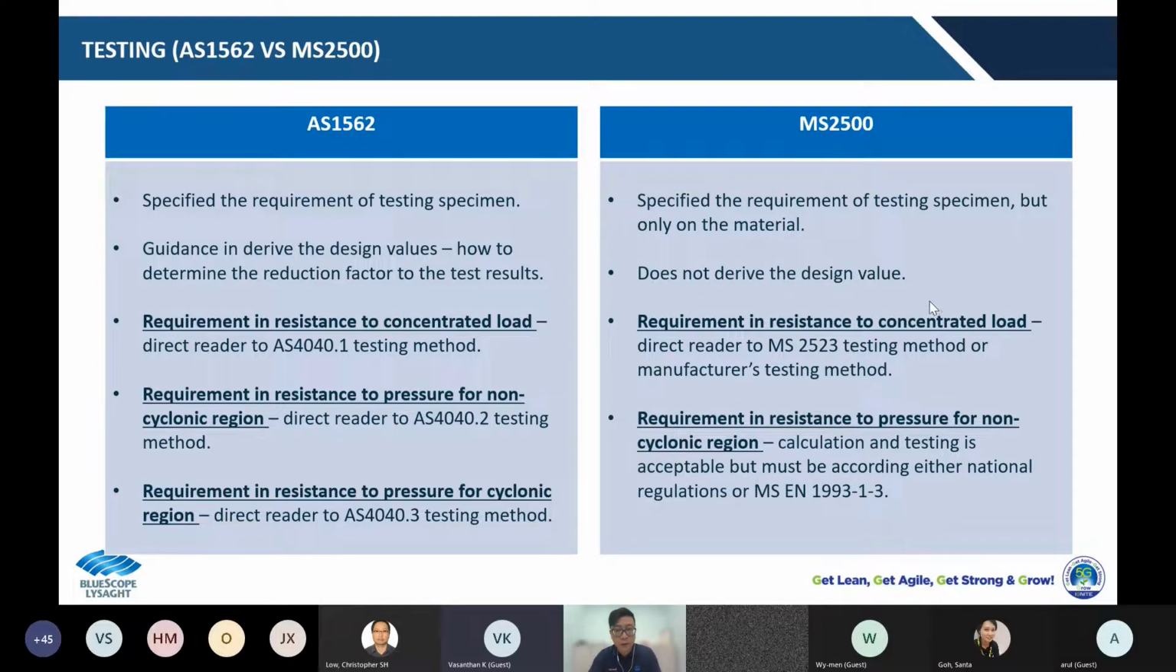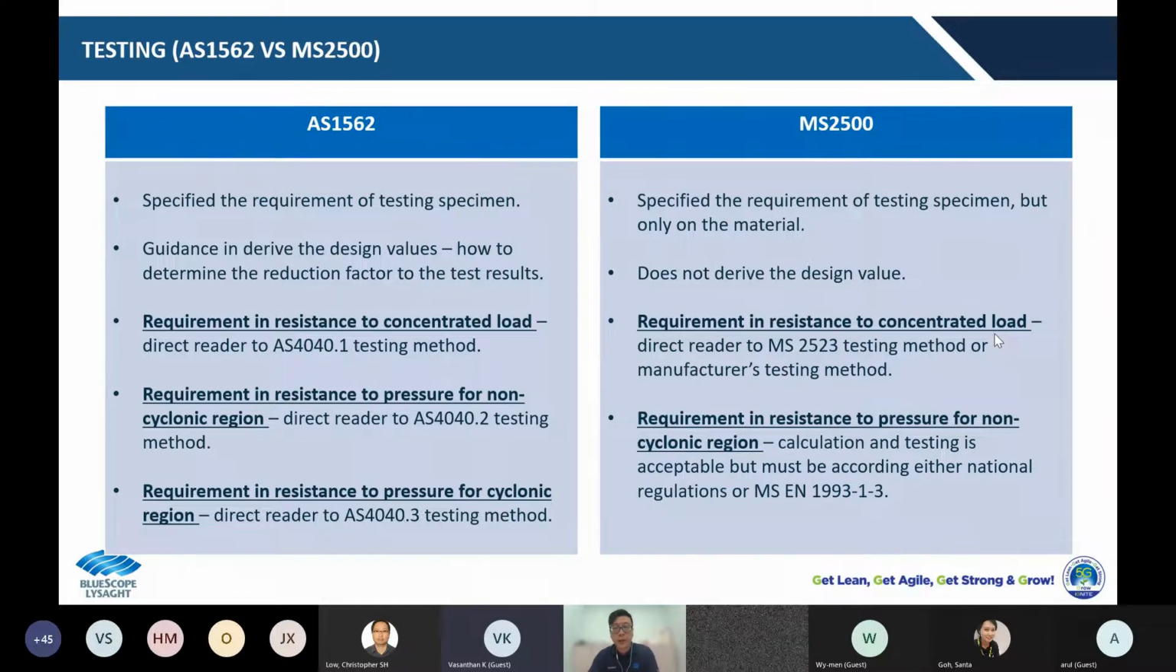Okay, now we take a look at the similarity. The common ground of both standards is that they require the manufacturer to prove the steel cladding performance in concentrated load and wind pressure. AS1562 only accepts testing according to AS 4040 to prove the performance of the product. But MS 2005 allows the manufacturer to choose either calculation or testing to prove the wind pressure performance. But it must be according to the national regulation MS EN 1993-1-3, which refers to the Eurocode 3 standard.